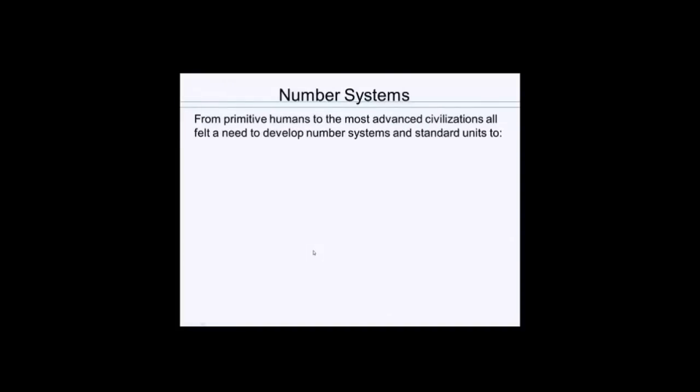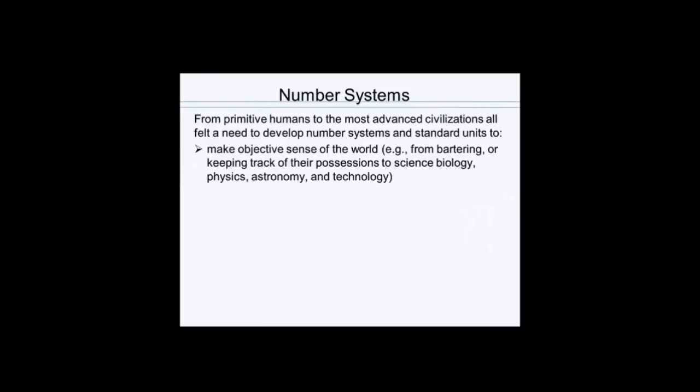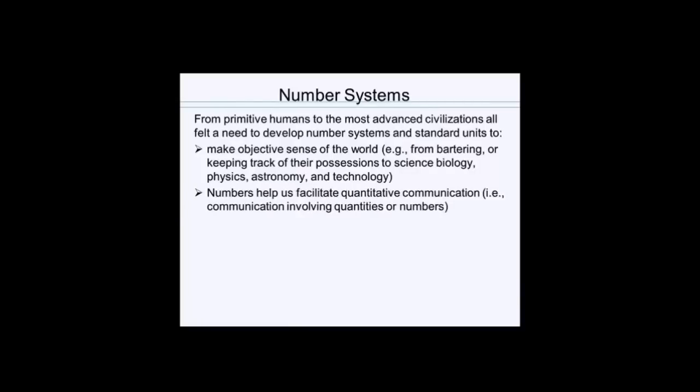So number systems, even from primitive humans to the most advanced civilizations, all felt a need to develop number systems and standard units to make objective sense of the world around them, from bartering for food or clothing, or keeping track of possessions like sheep, to science like biology, physics, chemistry, astronomy, and technology. Numbers help us facilitate quantitative communication, which means communication involving quantities or numbers.